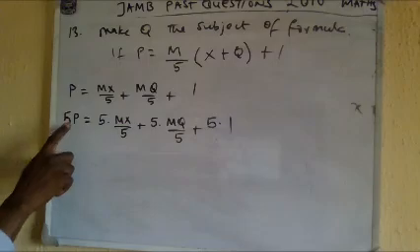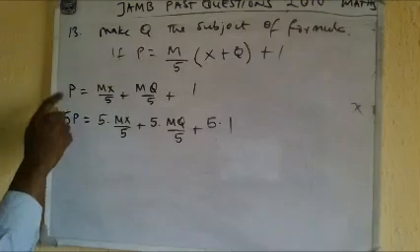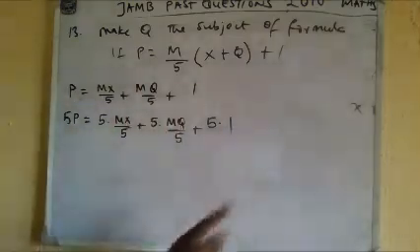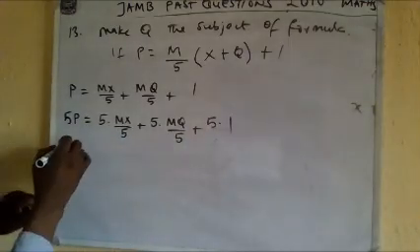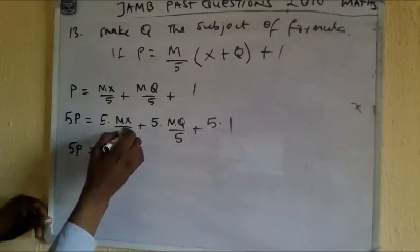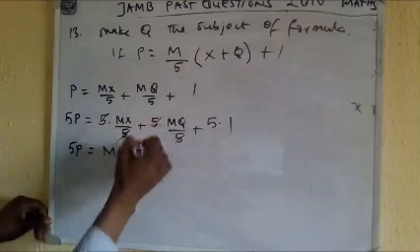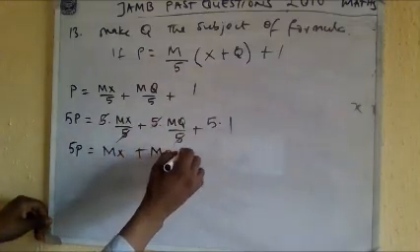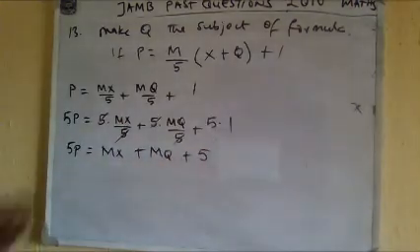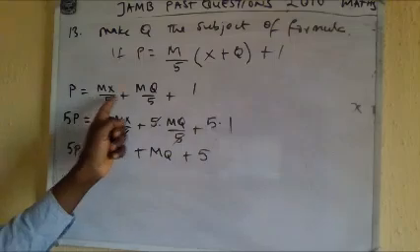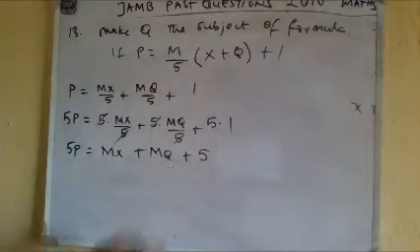This is 1, 2, 3, 4 terms. Each of these terms is carrying 5 as the multiplicand. So I say 5p is equal to, 5 cancels 5, what I have left is mx plus, 5 cancels 5, mq plus 5 times 1 is 5. Now you see the purpose of multiplying each term by 5 is to remove this denominator down. So I've made this expression simpler.